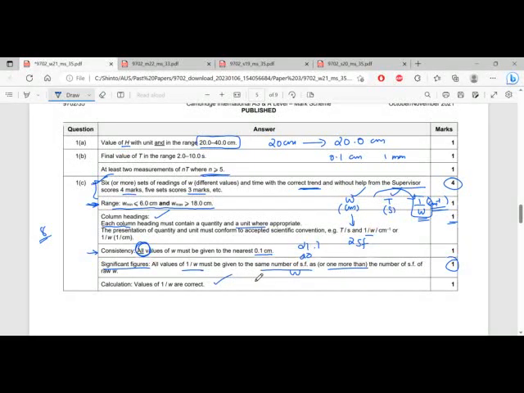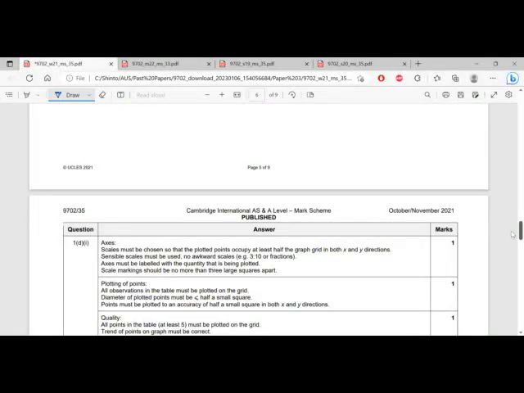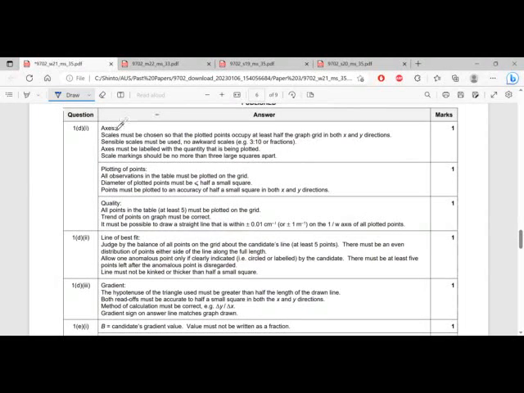Now, this part involves your calculation and you have to be careful. Obviously, you are using calculators, so you are not bound to make any mistakes, hopefully.